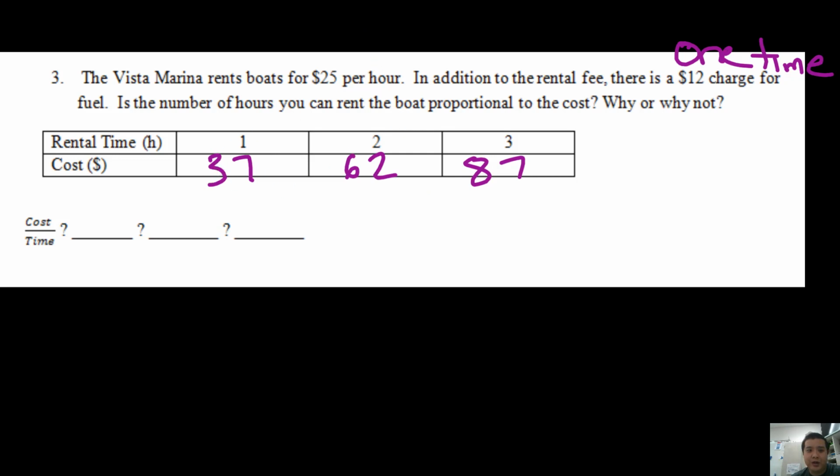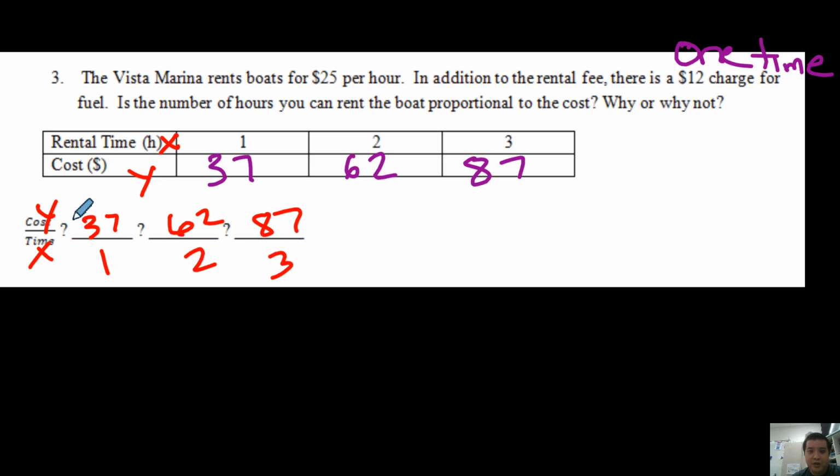So I'm going to fill in our table here. Again, the cost is dependent, so it depends on the rental time. That's our y, and the rental time is x. The rental time can change, and the cost then changes with it. So this is going to be y over x. Cost depends on time. The cost is 37, 62, 87, and we got 1, 2, 3.